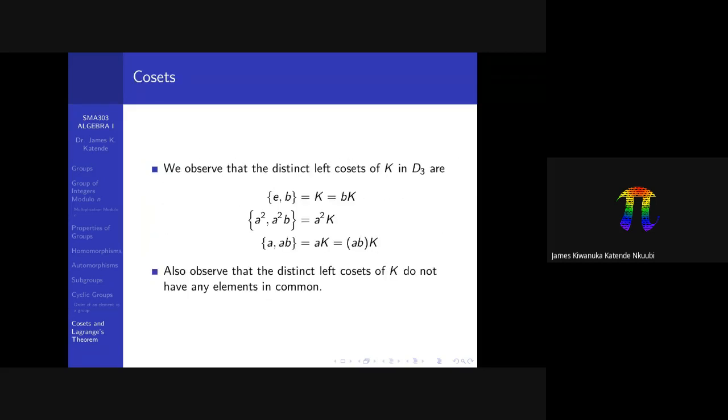Let's just go back to the example. You can see these distinct left cosets actually partition D3. If you take these three distinct left cosets and get the union, you will get the whole of D3 again. So these left cosets have partitioned D3 into three disjoint subsets. The other thing you need to take note of is that each left coset has exactly the same number of elements as the subgroup. K had 2 elements, and every left coset of K has exactly 2 elements. We shall also see that in a formal way.